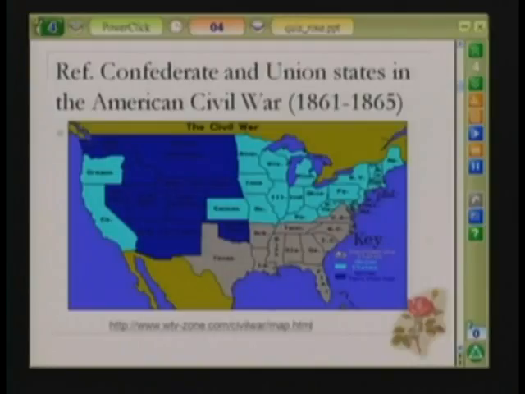This is the Confederate states, and the light blue is the Union states for the Civil War, but the deep blue, the navy blue area is the territories of the Union states, and that's why the Union states won over the Confederate states, because they have larger land, etc.